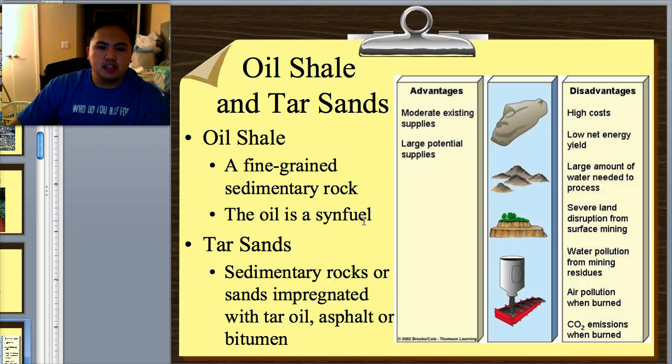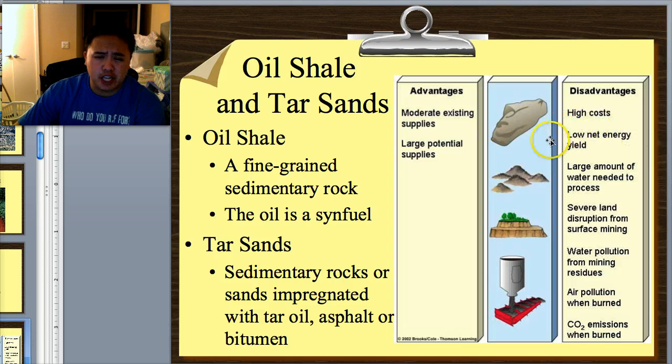Tar sands are also sedimentary rocks, but impregnated or buried within the rock, there's some tar oil or asphalt. I think some of you know what asphalt is, or bitumen. The great thing about oil shale and tar sands is that there's actually a lot. Remember, oil is supposed to expire in about 50 years, so there's a lot of oil and tar, and large potential supplies that we can get. The problem is, as you know, that getting to it costs a lot of money.